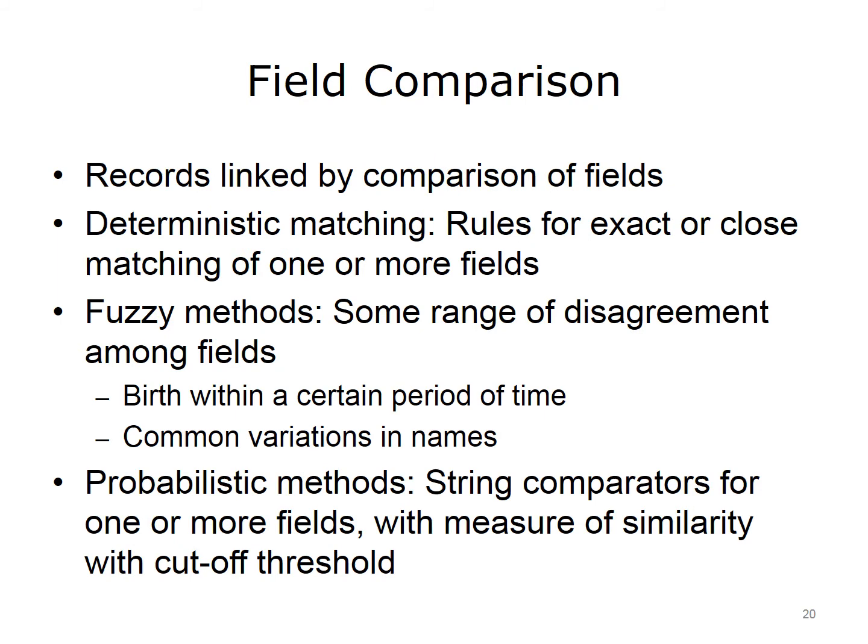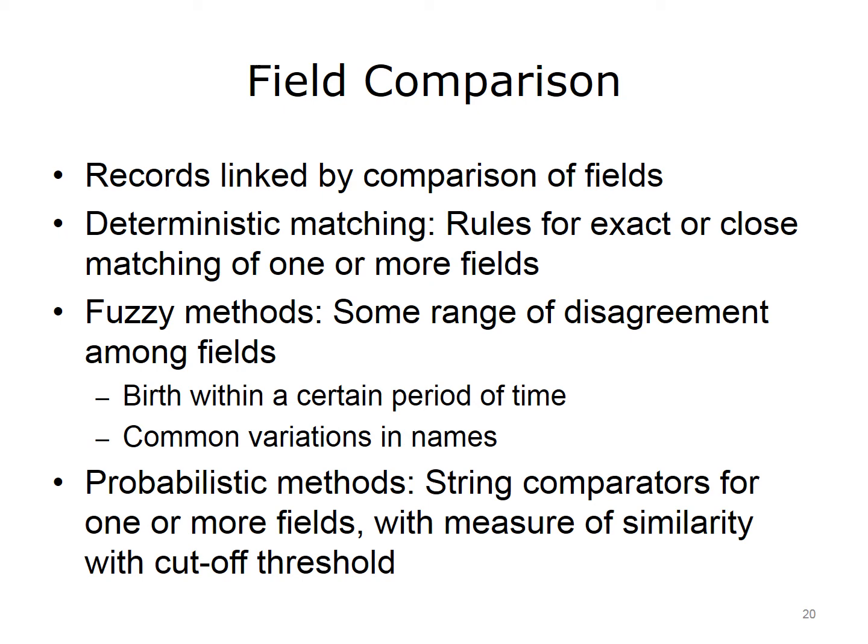After the data is cleaned and in as standardized a form as possible, it undergoes the field comparison process to determine whether there's a match. In deterministic matching, matching is based on rules for exact or close matching of one or more of the fields. Sometimes there is the use of fuzzy methods that allow some range of disagreement among the fields. For example, the birth date may be allowed within a certain period of time, such as within several months, or there might be common variations in names, such as nicknames.